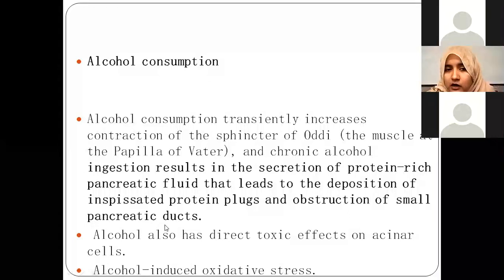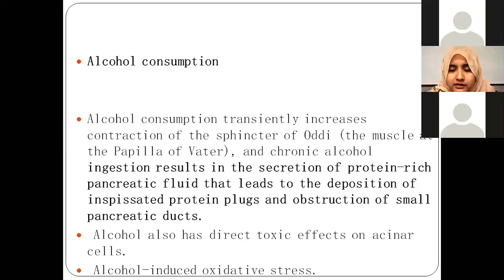So when the outlets are all obstructed, what happens behind? It will get increased intramural pressure, it will get edematous, it will get thickened, it will get accumulation of the enzymes, and those enzymes will start autodigestion. Those enzymes which need to be secreted into the intestine are now accumulated there, and they start their functions. Also, alcohol has direct toxic effect on acinar cells. This is very important to remember. Do remember what effects alcohol produces and why it is so lethal to the pancreas.